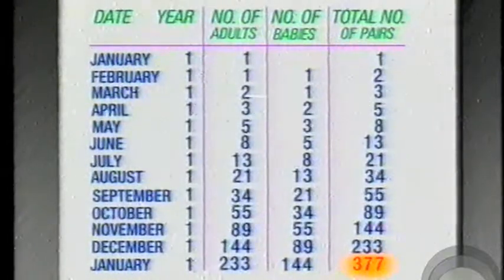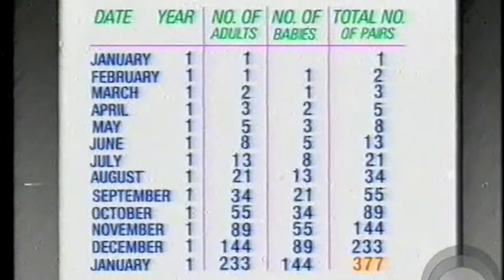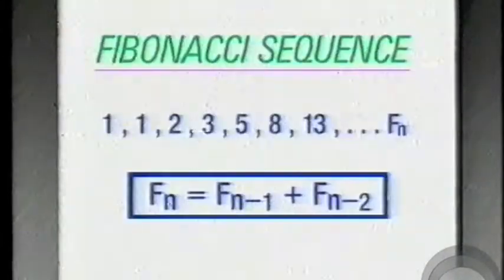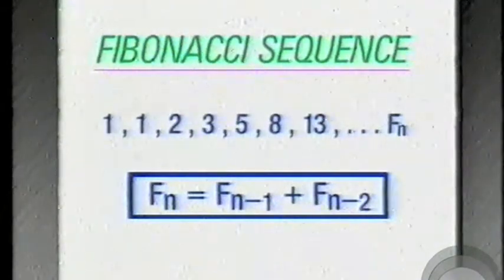There are 377 pairs of rabbits at the end of 1 year. The 3 columns of numbers that were generated in arriving at the solution comprise the terms of the famous Fibonacci sequence.